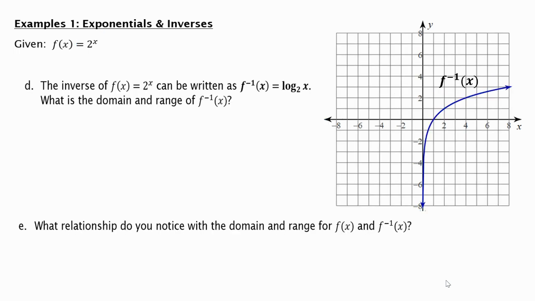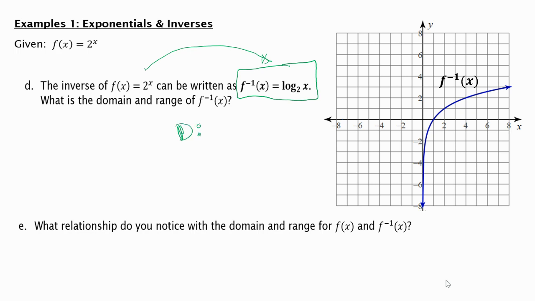In part D, it says the inverse of 2 to the x can be written as log x base 2, right? So that's something you might see come up a little bit. We don't do a whole bunch of logs in this mod. You're going to see that in one of the later modules. But it's challenging to write an inverse when you have x in the exponent. So the inverse of that is actually using what we call a log. So log base b is the inverse of b to the x.